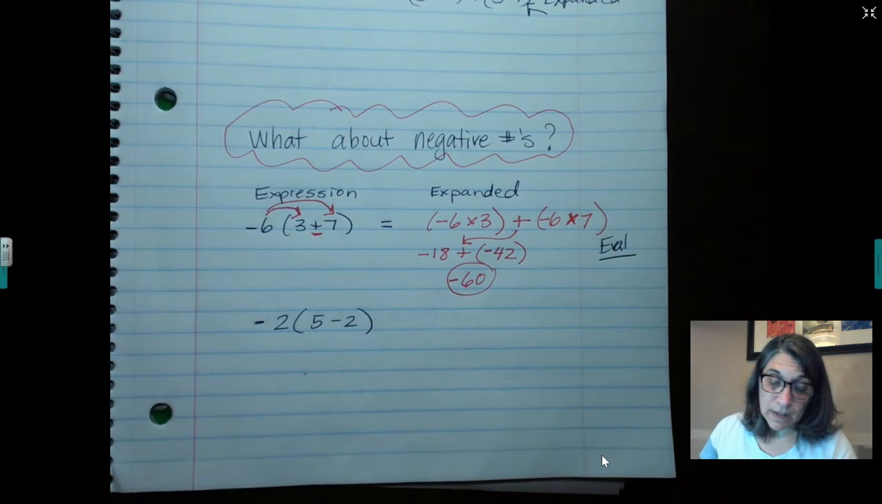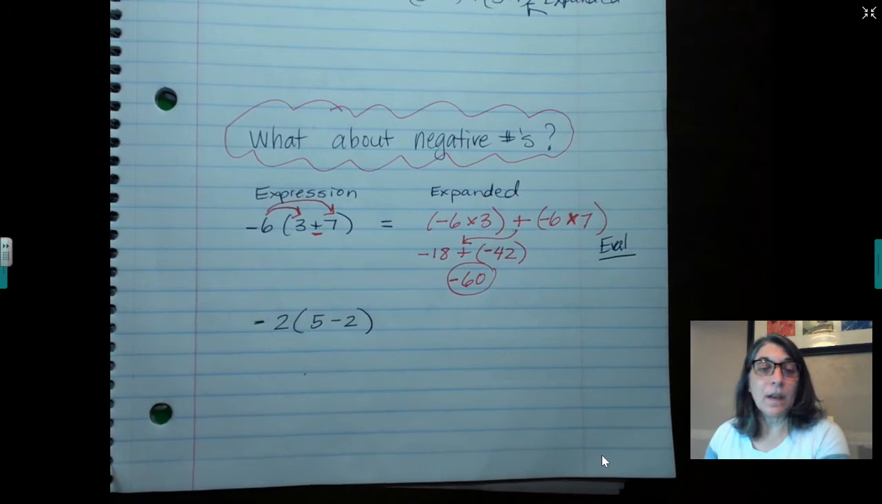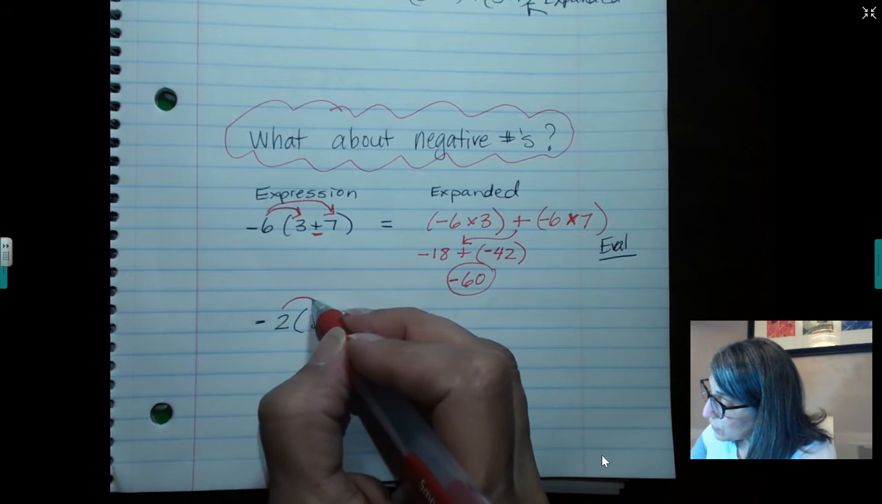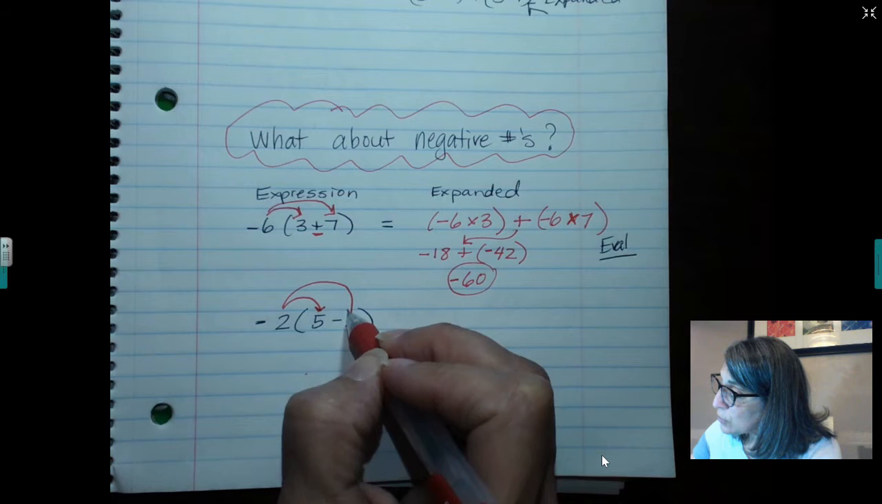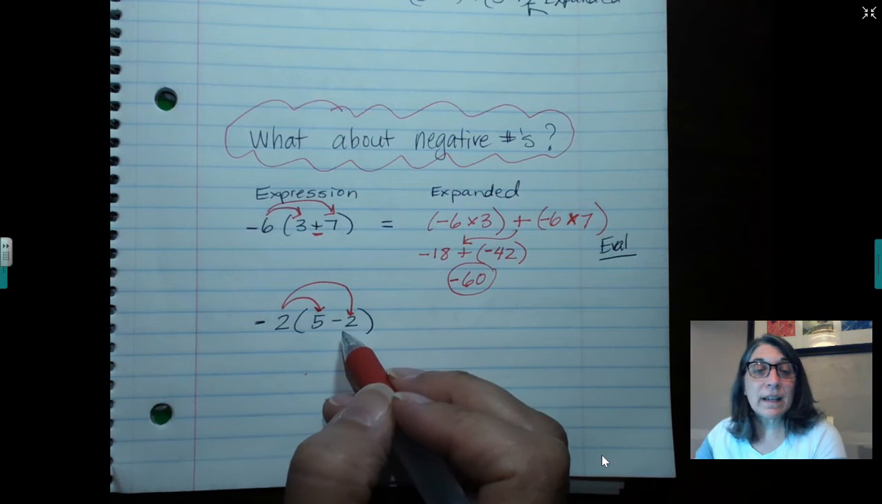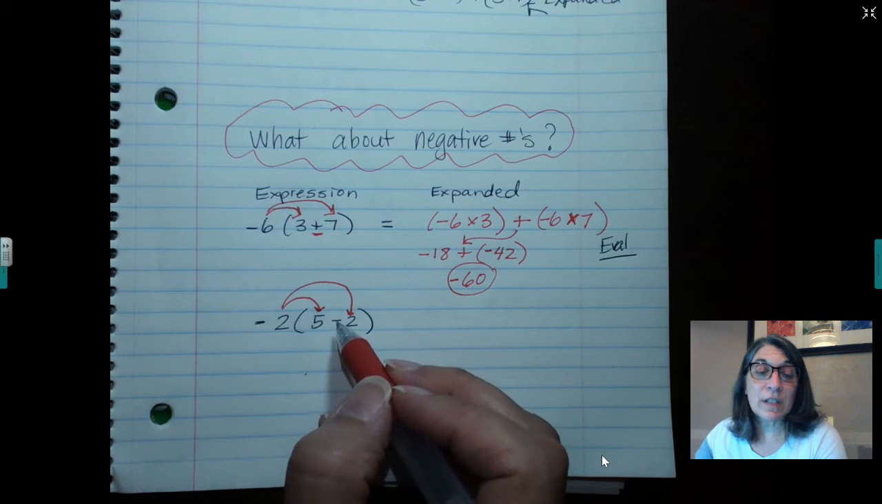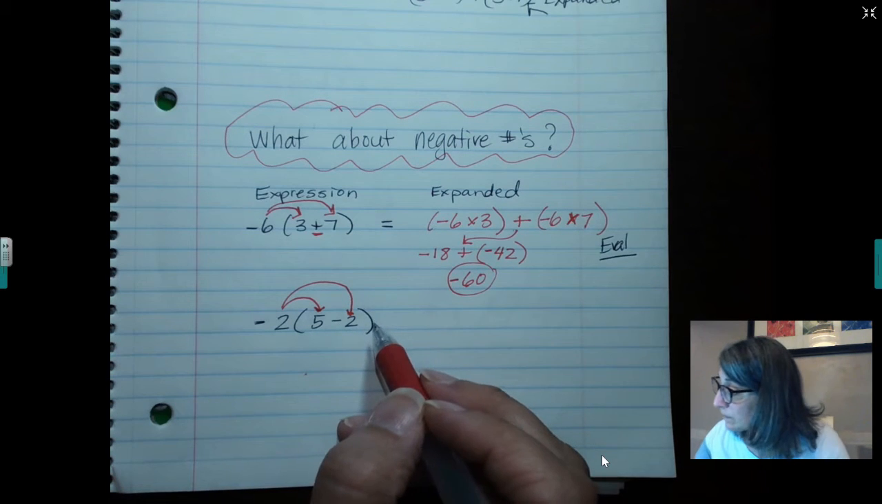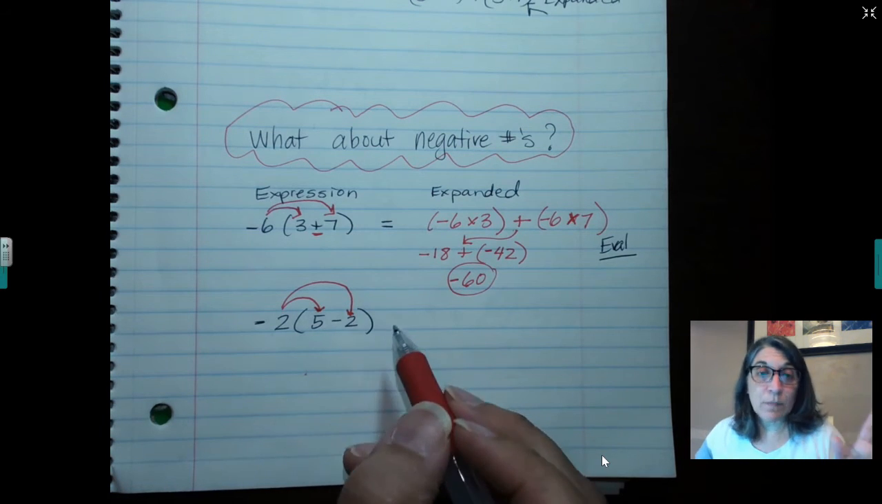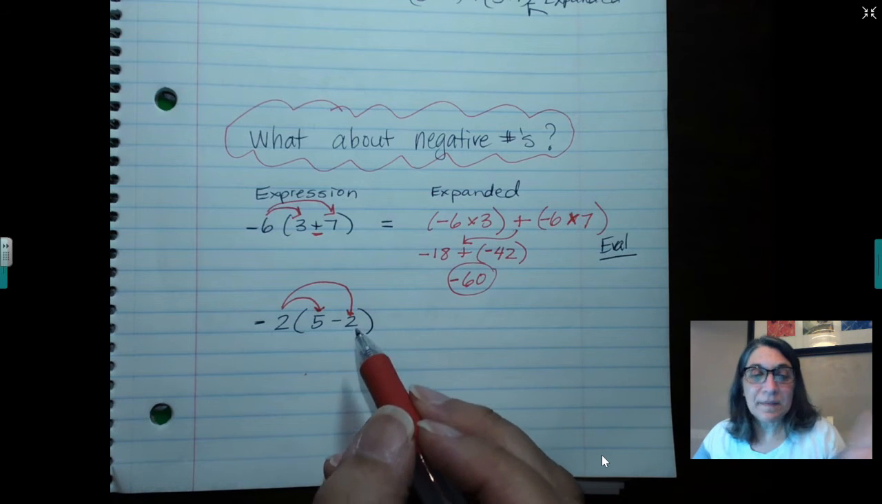Now this one gets kind of tricky. All right, again, I'm going to do negative 2 times 5, and then I'm going to do negative 2 times 2. In this situation, this is just a subtraction sign. We're not going to make this negative at this point. Just hang with me.